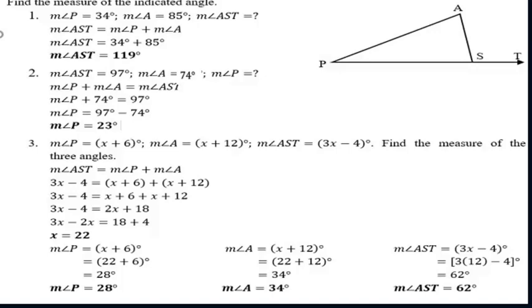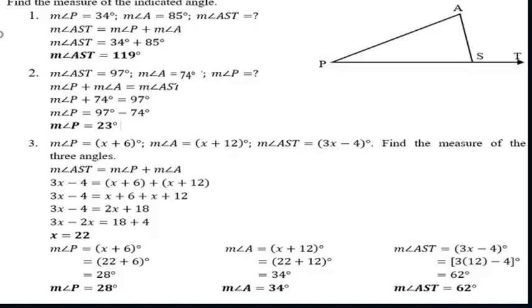Number 3, we have the same given figure. Angle P is equal to x plus 6 degrees, and the measure of angle A is equal to x plus 12 degrees. Then, the measure of angle AST is equal to 2x minus 4 degrees. Find the measure of the three angles. So, first, let us find the value of x. Here, the measure of angle AST is equal to the measure of angle P plus the measure of angle A.